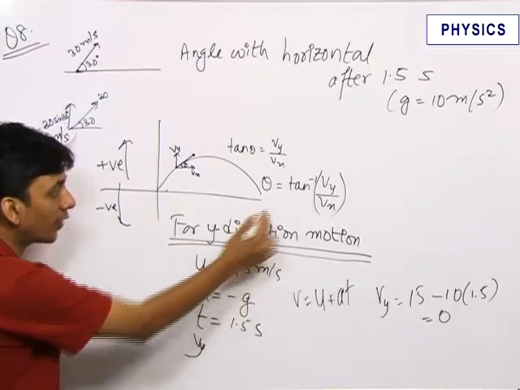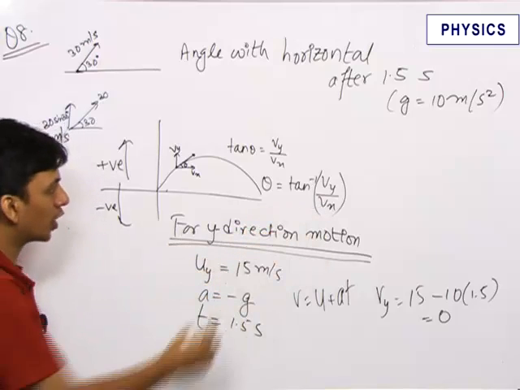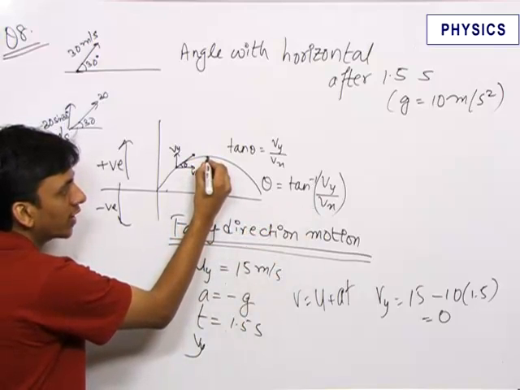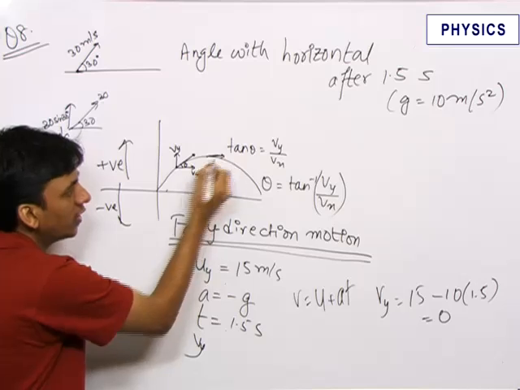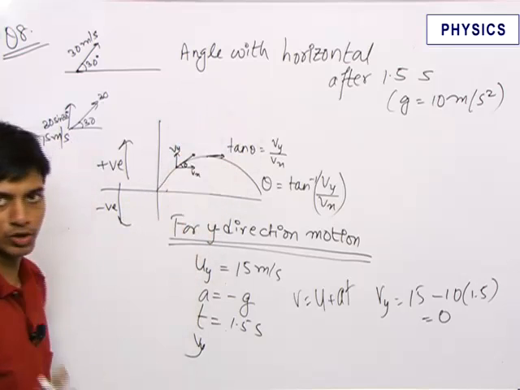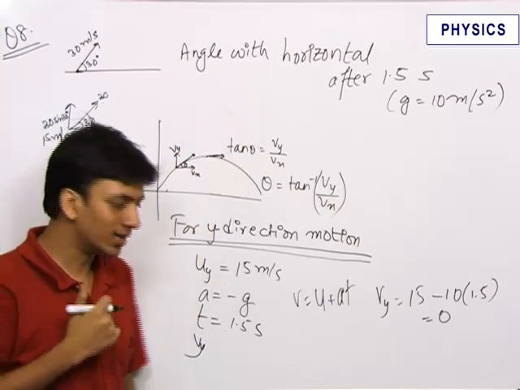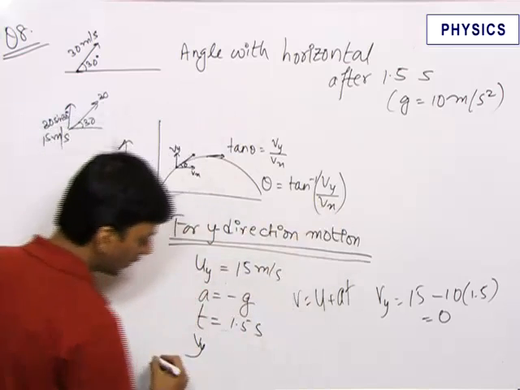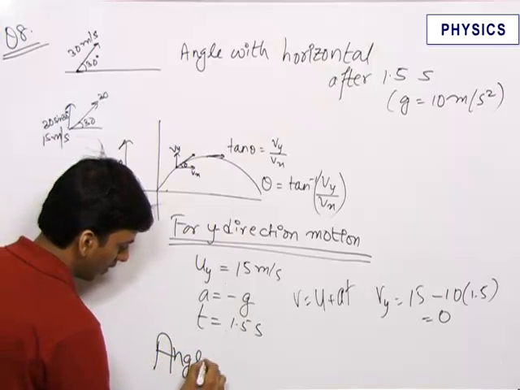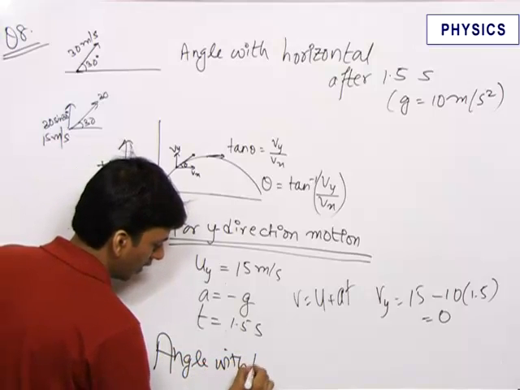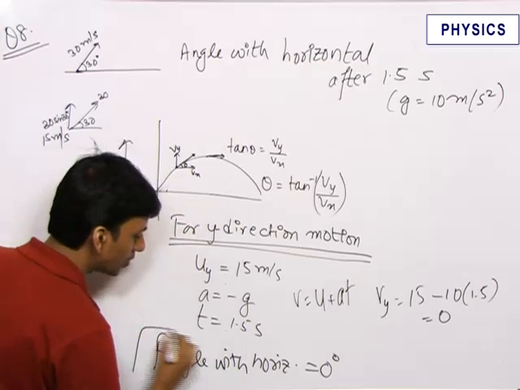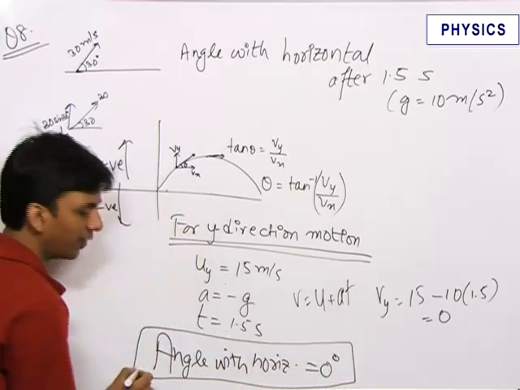Luckily, we need not find out the x component of velocity anymore, because we already know that the y component of the velocity is 0 at the topmost point, and the whole velocity is only horizontal in nature. So in this case, the angle with the horizontal which the velocity vector makes is 0. So the answer for this question is angle with horizontal is 0 degrees, since the object is at the topmost point of its projectile.